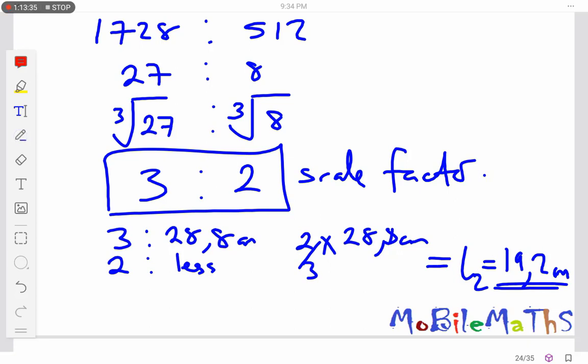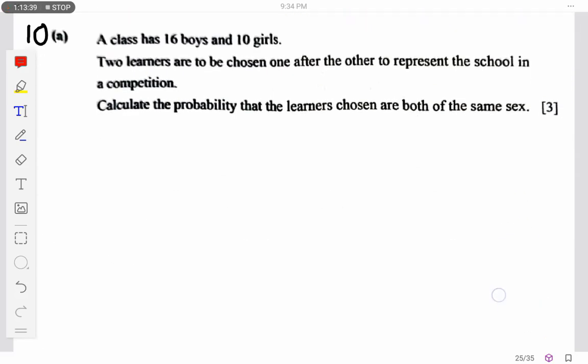Let's move on to the next question. Number 10, guys. A class has 16 boys and 10 girls. 2 learners are to be chosen, one after the other, to represent the school in the competition. So when they say one after the other, it means that when you pick one person, the number is reduced. You can't pick that same person again for the next one. Then they are saying calculate the probability that the learners chosen are both of the same sex.